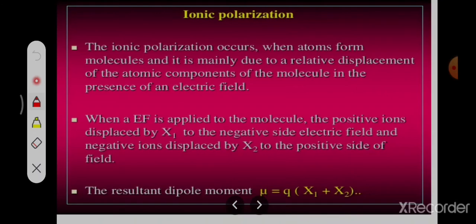Coming to ionic polarization. The ionic polarization occurs when the atoms form molecules, and it is mainly due to a relative displacement of the atomic components of the molecule in the presence of an electric field. When an electric field is applied to the molecule, the positive ions are displaced by x1 to the negative side of the electric field, and the negative ions are displaced by x2 to the positive side of the field. Therefore, the resultant dipole moment mu is equal to q into (x1 plus x2).